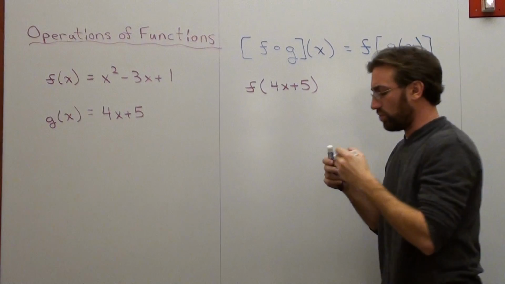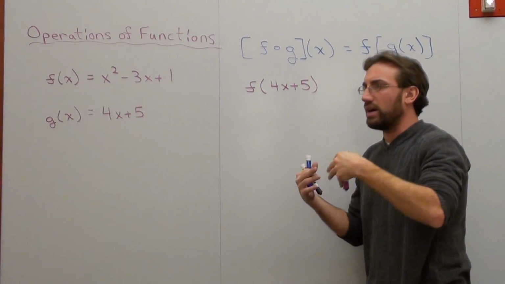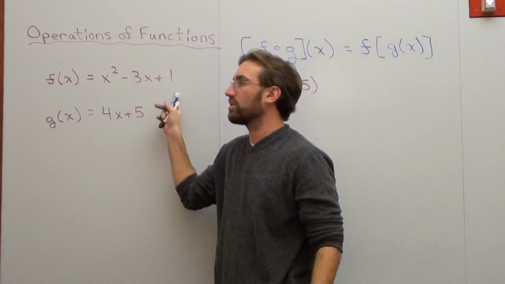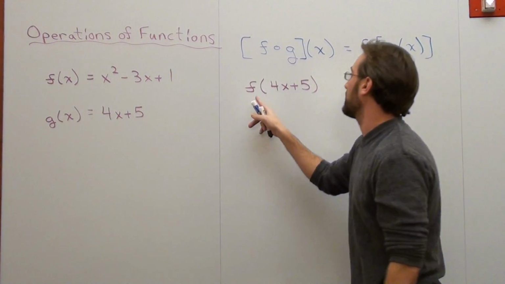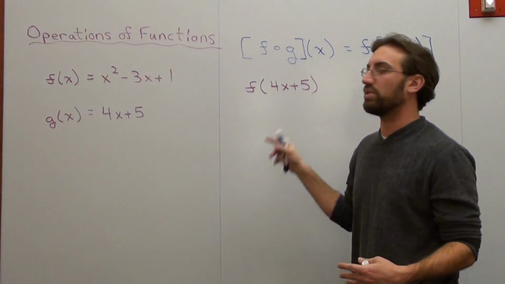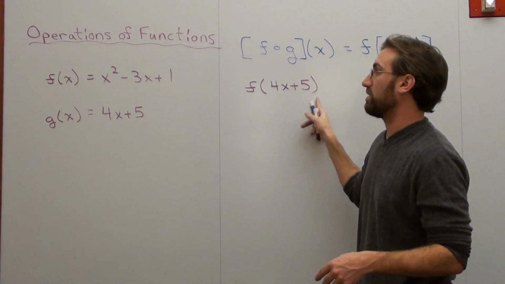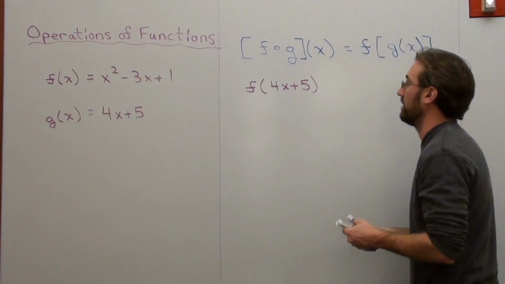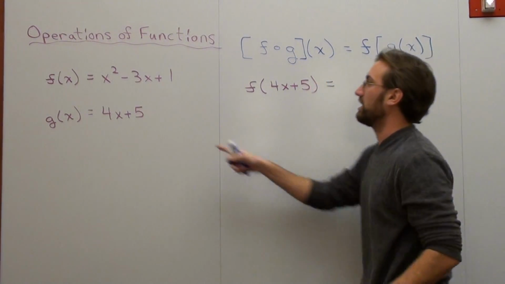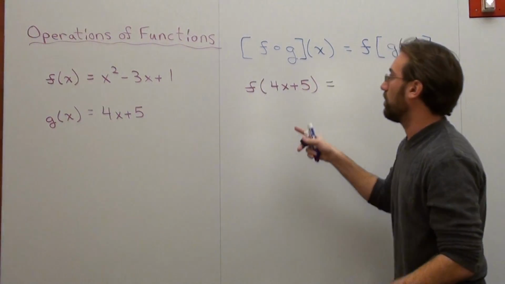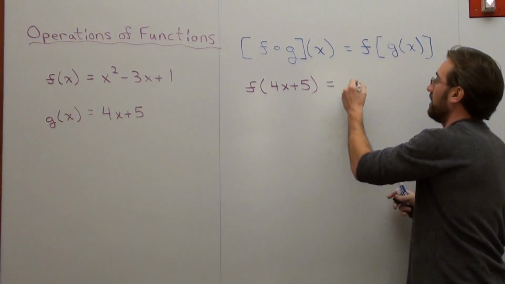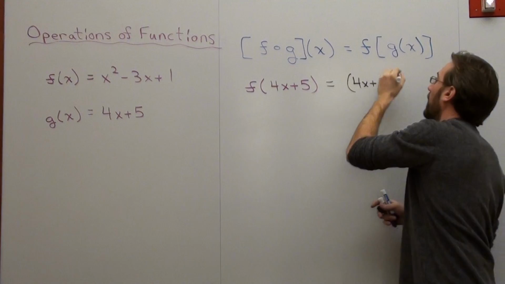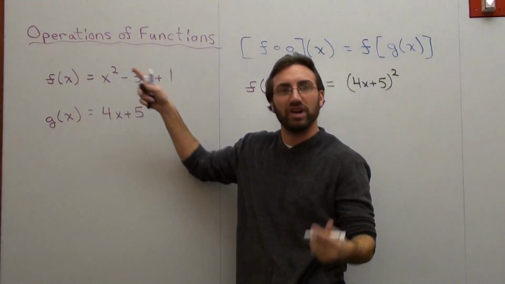Now, that's kind of unusual for students to think about, but let me say this right now. If it said f of 3, all you would do is put in a 3 for every x that you see. If it says f of 4x plus 5, all you do is put in a 4x plus 5 for every x that you see. It's a little bit more complicated though. So I do see an x, but I see an x squared. So for the x, I'm going to put in 4x plus 5. And I'm going to square it, because it's 4x plus 5 squared.